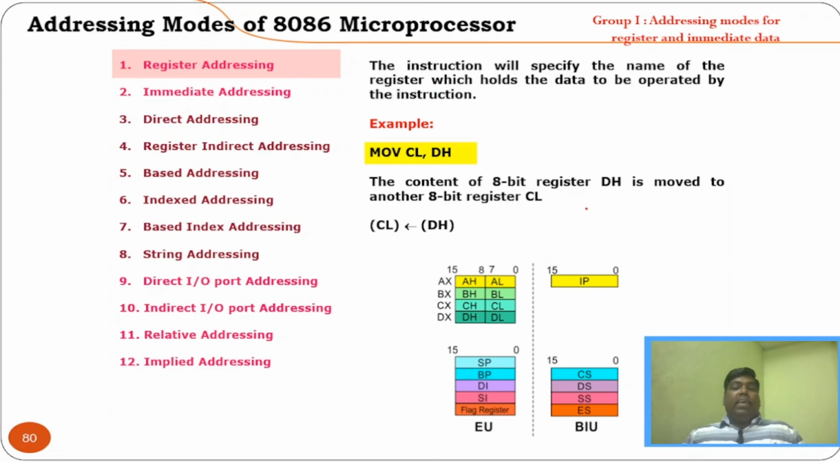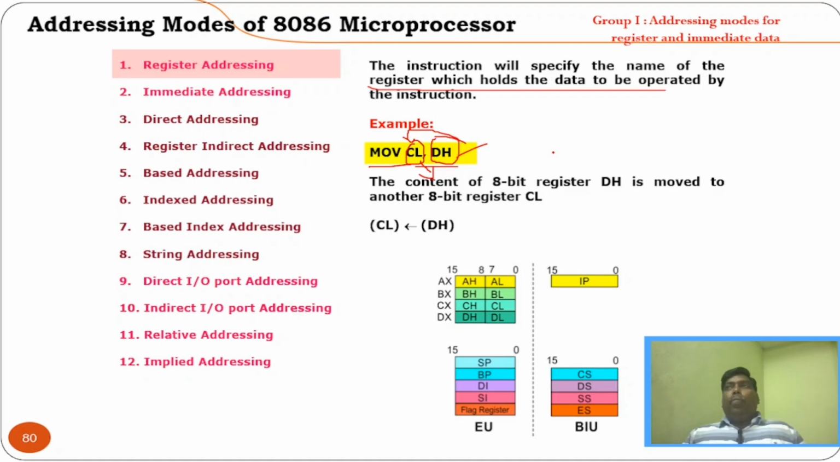First one is register addressing. Whenever we use registers in the instruction, you can see here MOV CL, DH. This is a register and this is another register, where this is an 8-bit register and this is an 8-bit register. So what is this instruction about? This instruction will move the content of DH to CL. This instruction is called register addressing because both source and destination represent registers. The instruction specifies the name of the register which holds the data.